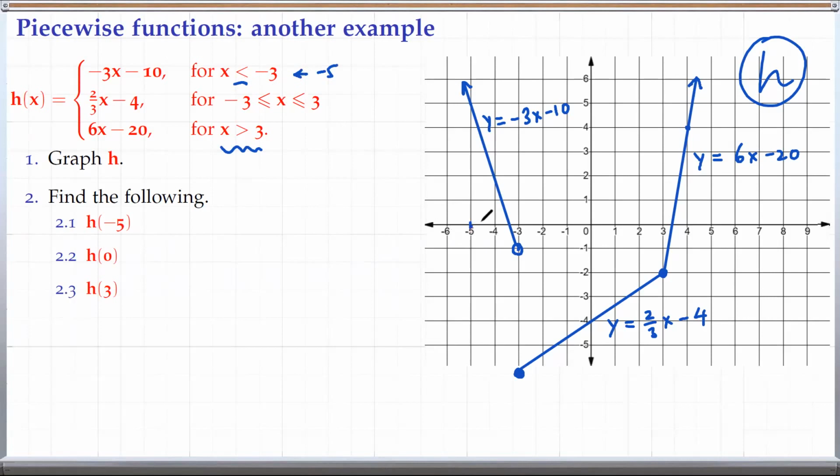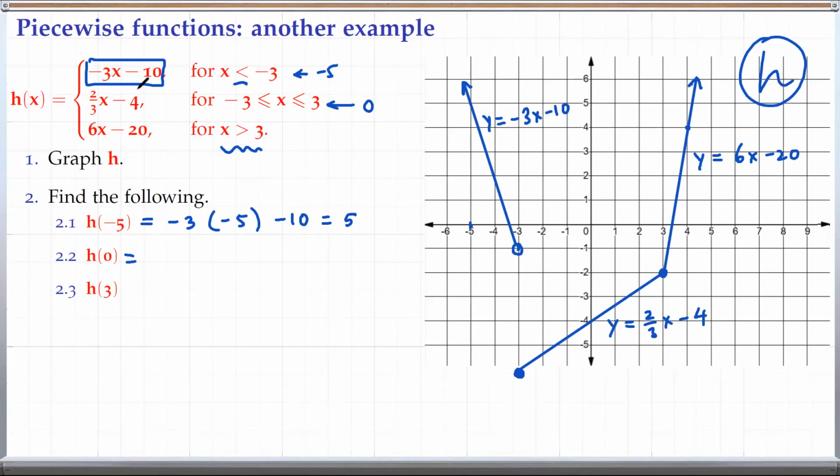So -5 is right here. So we need to use this function. So this will be -3 times -5 minus 10. So 15 minus 10, which is 5. So h of -5 is 5. h of 0 lies in the second interval here because 0 is between -3 and 3.